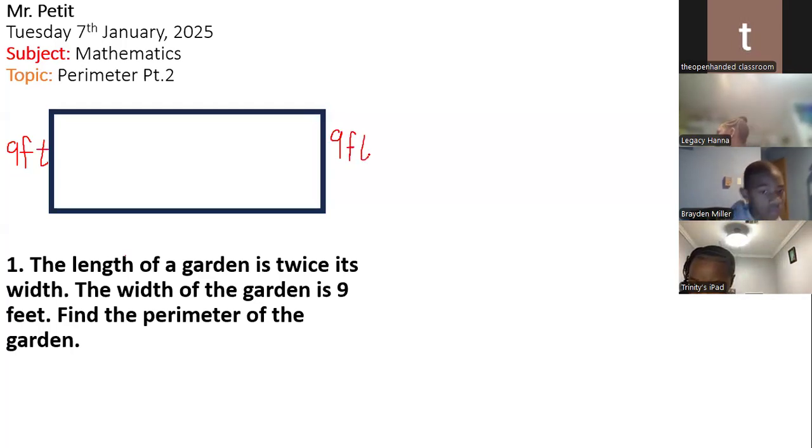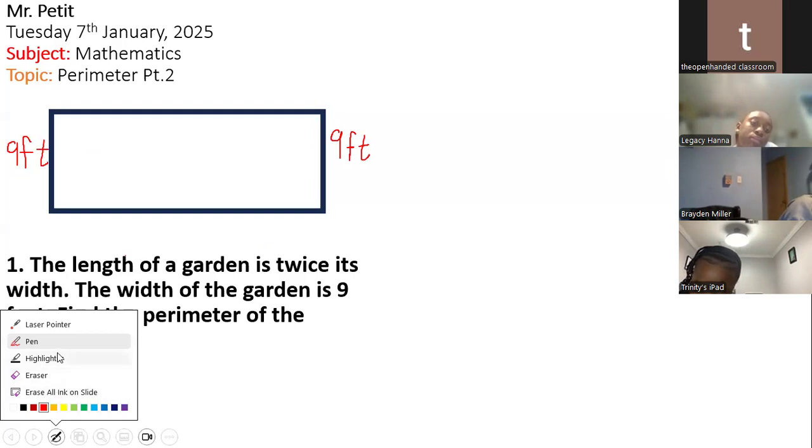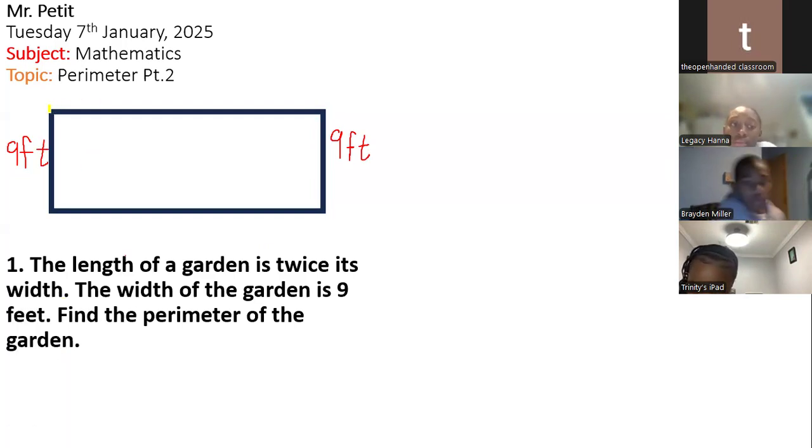Now they tell us that the width is going to be this highlighted region. I'm sorry, they said the length of the garden rather. So we just determined the width. The length of the garden, which is the longest side, is going to be twice what? Twice its width. We know that the width is 9.